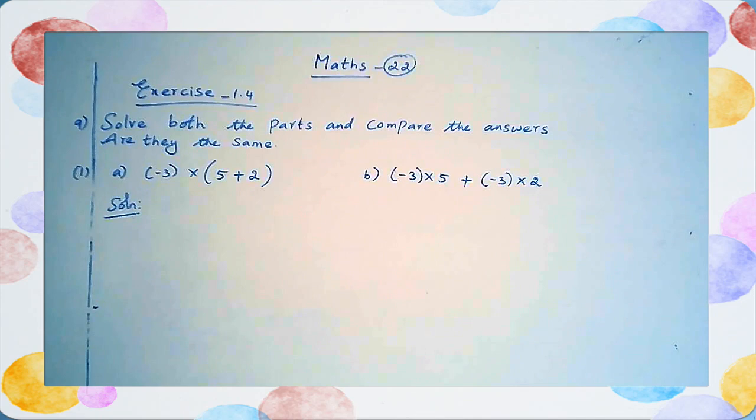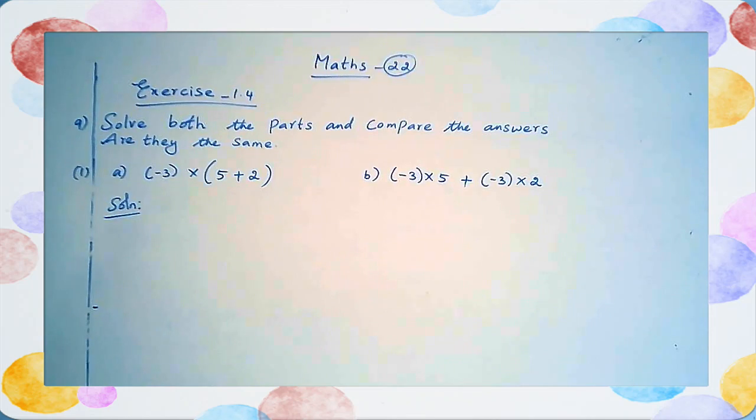Listen carefully. Let us see the continuation of the previous class. In the previous class we studied the distributive property of multiplication over addition and subtraction. Today we are going to learn about distributive property related sums. Okay children, all of you look at the board, exercise 1.4, ninth question. Solve both the parts and compare the answers.